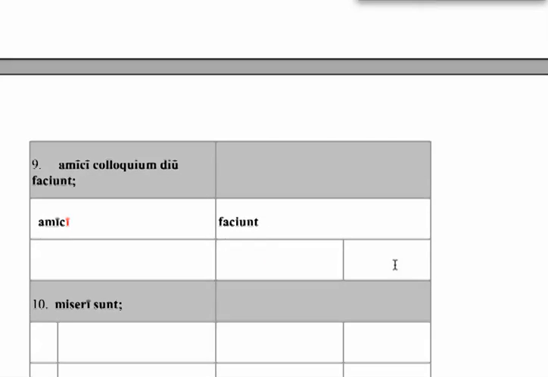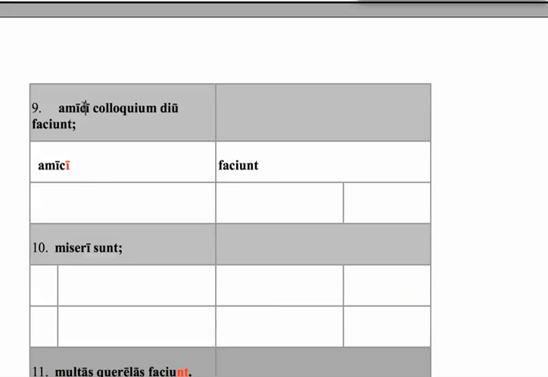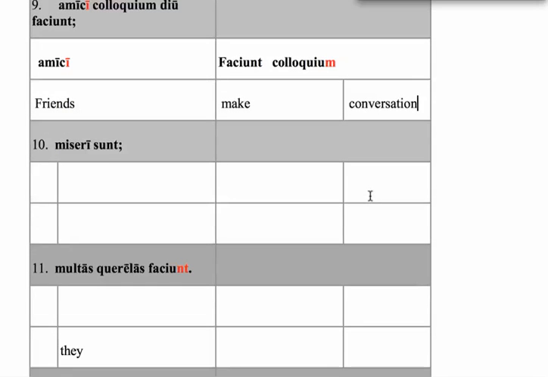One more here. So the subject identified by this ending here, amici, friends. The verb make, and what they make, I've screwed up with the boxes here, but the thing that ends in M, in this case, colloquium, direct object, means conversation. Okay, so that'll be the pattern throughout the exercise. We'll do just 2 more here.